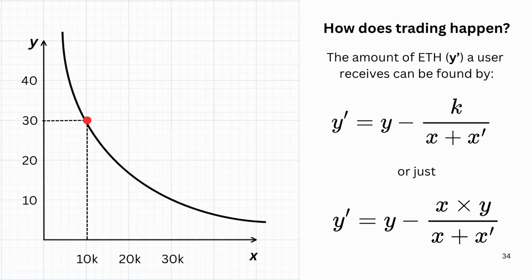Now to some math, nothing super scary here. The idea is you've got to isolate Y prime. You know everything else. You know Y, you know X prime, you know K. You just isolate Y prime. And what it turns out to equal is roughly those two formulas. I like the bottom one more because it doesn't have K. It's Y minus this fraction, X times Y divided by X plus X prime. And this is exactly the amount of ETH that you're going to receive from this AMM if you perform a swap of X prime USD.